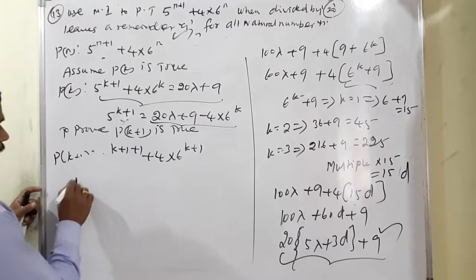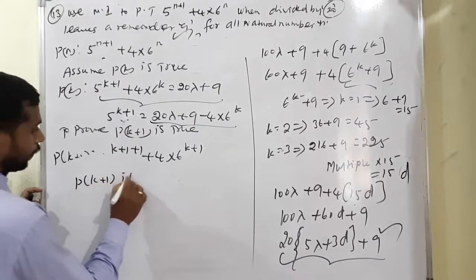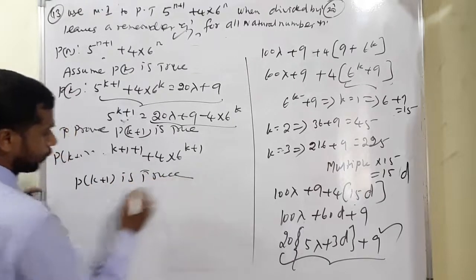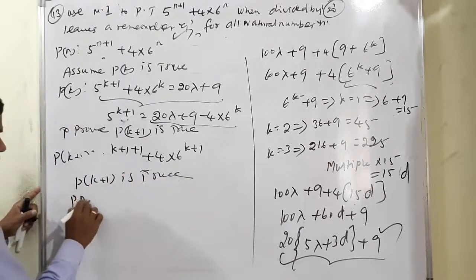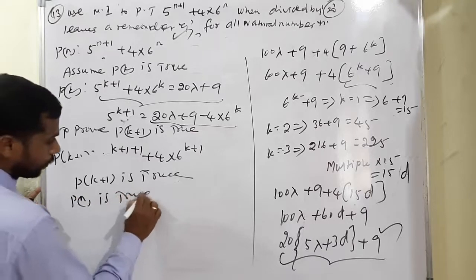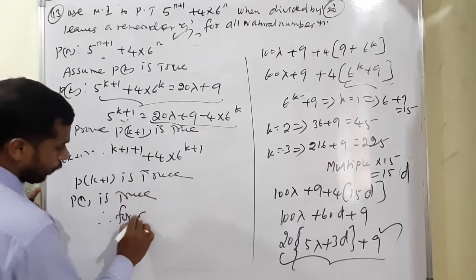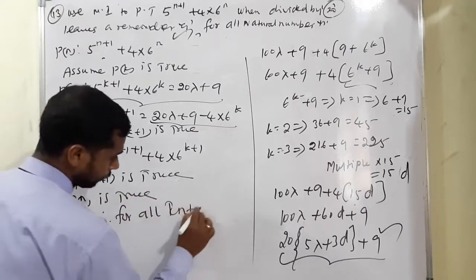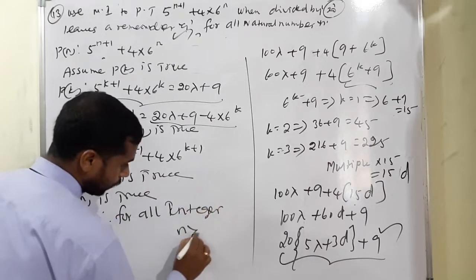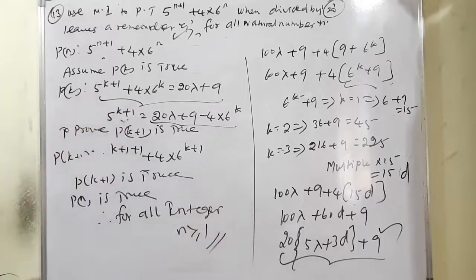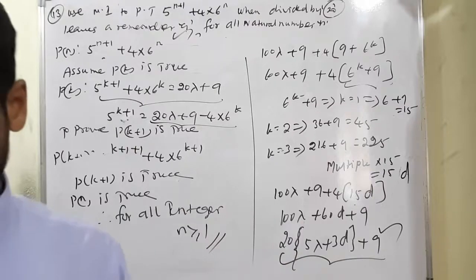P of k plus 1 is true means we can say P of n is true, therefore, for all integers n greater than or equal to 1. Okay, I will continue. Next question.